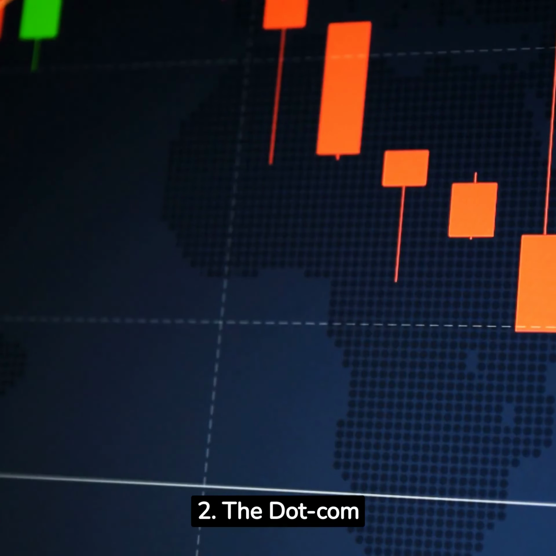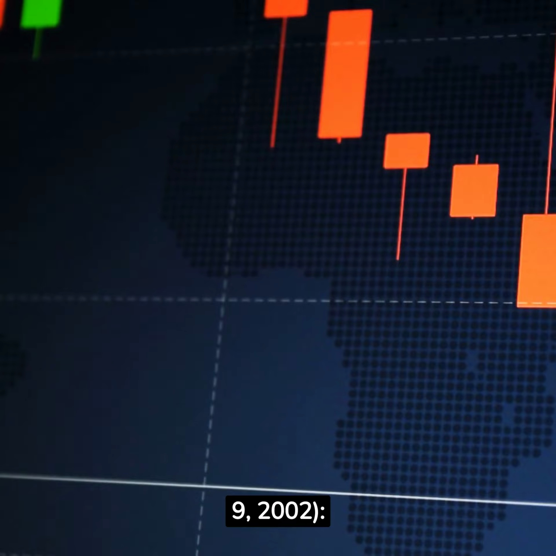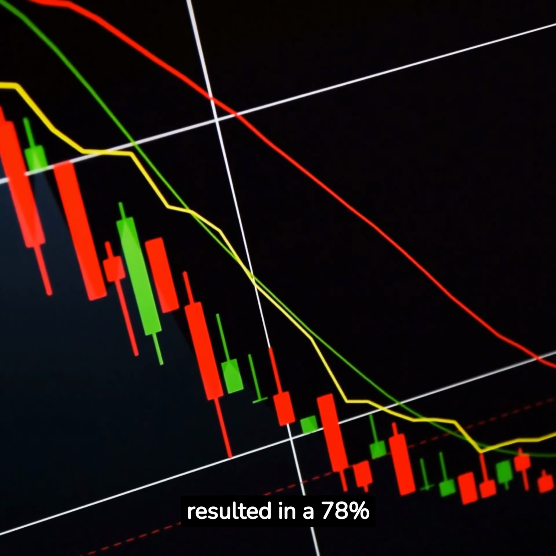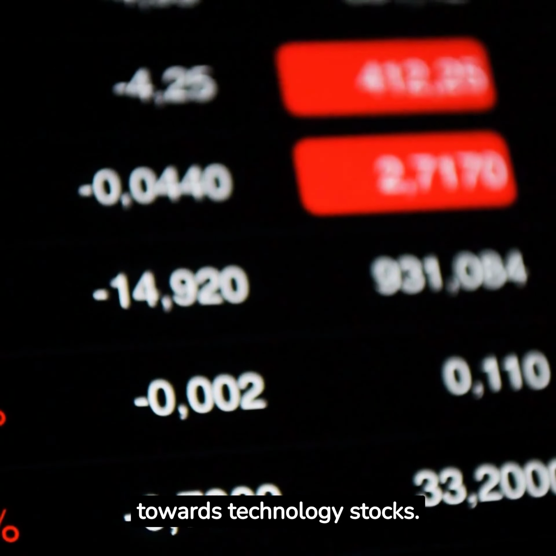2. The dot-com bubble burst, March 11, 2000, to October 9, 2002. The dot-com bubble burst resulted in a 78% decline in the Nasdaq Composite Index, which was heavily weighted towards technology stocks.